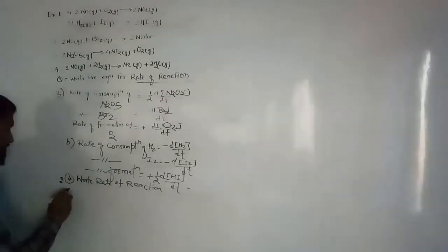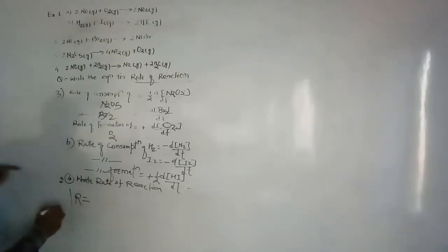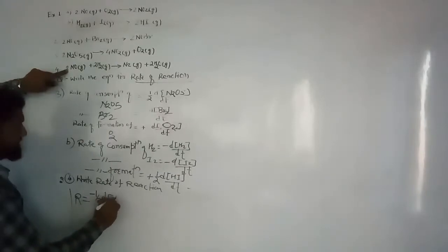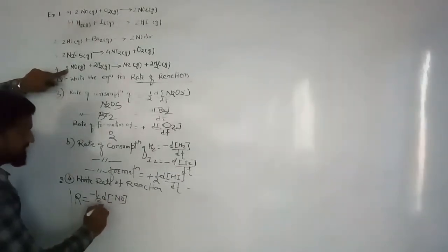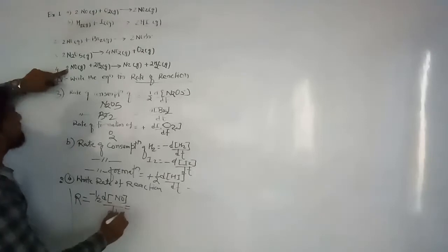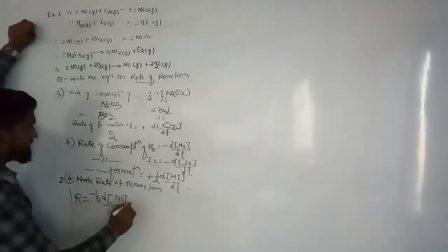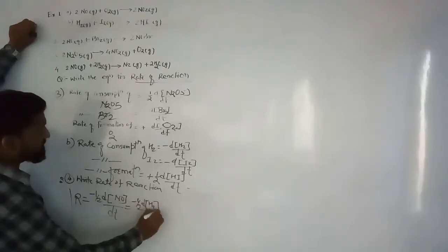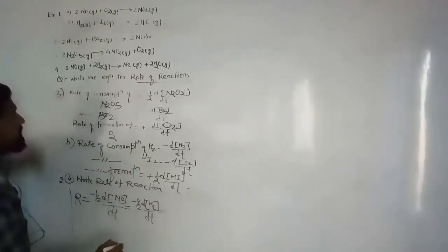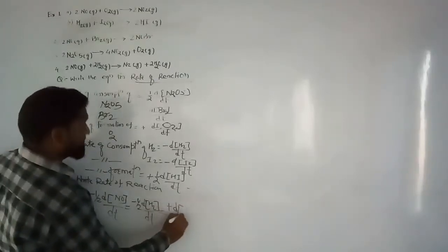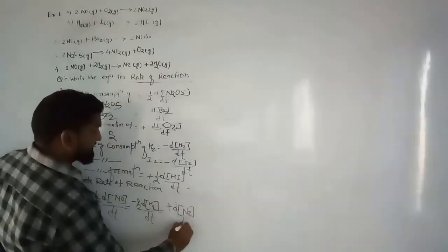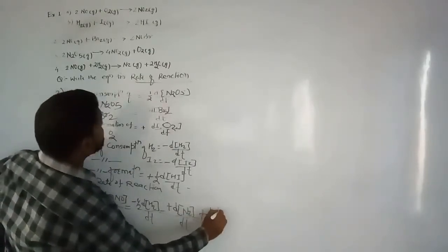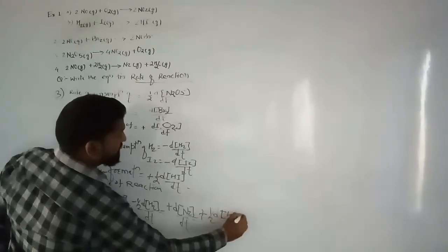In that case our equation will become like this. R will be equal to, focus on reaction 4, minus half d[NO] upon dt, which is equal to minus half d[H2] upon dt, which will be equal to plus d[N2] upon dt, which will be equal to plus 1 by 2 d[H2O] upon dt.